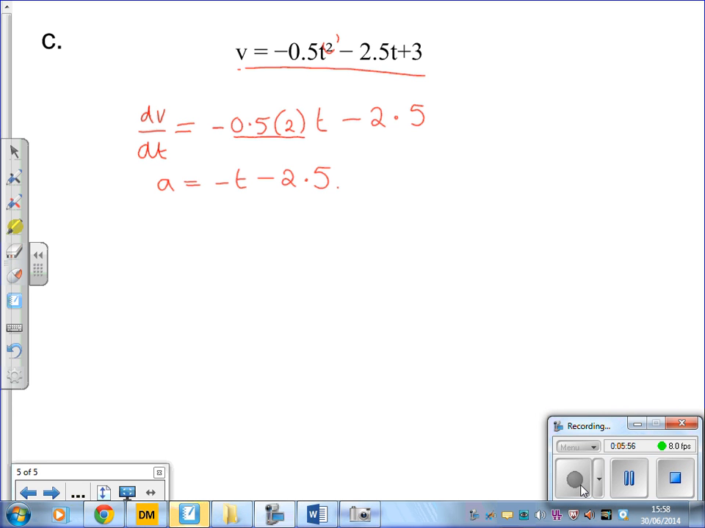So when t equals 0.4 hours, I'm just going to substitute this value in. We'll have a is minus 0.4, take away 2.5, giving me an answer of minus 2.9. So the acceleration when t is 0.4 is minus 2.9. I'd expect that because I was actually told it was a deceleration. Because I'm asked for the deceleration, not the acceleration, my answer is 2.9.